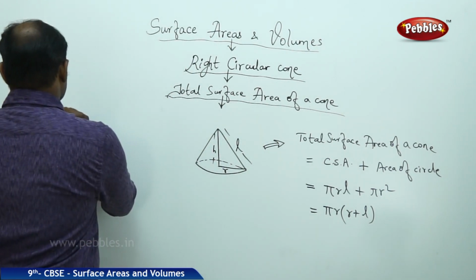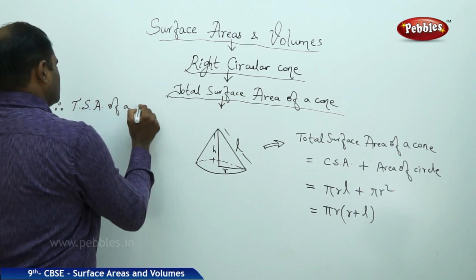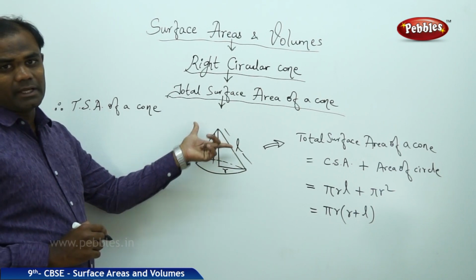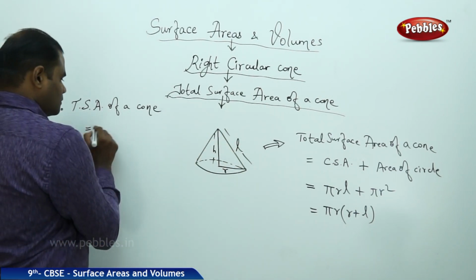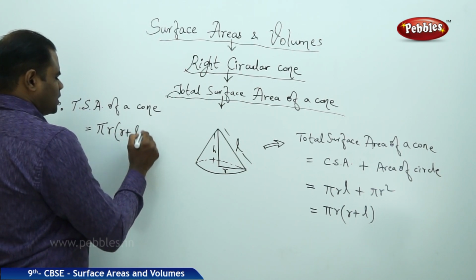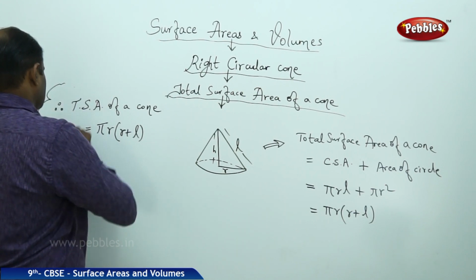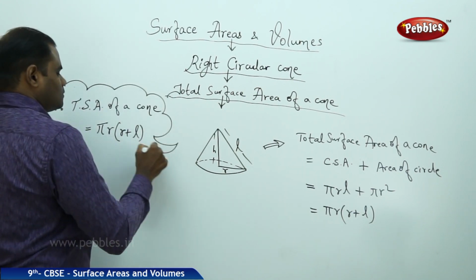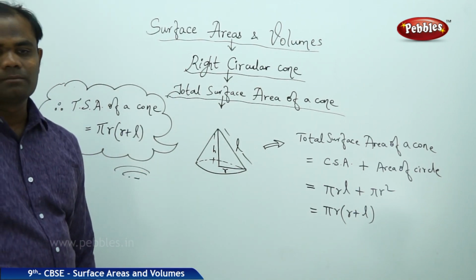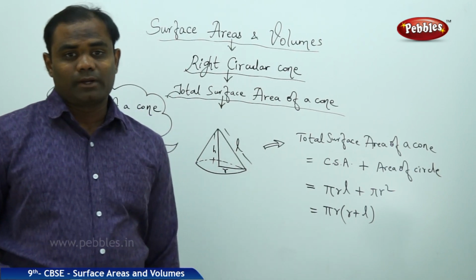Therefore, total surface area of a cone with radius r and slant height L is given by pi r into r plus L. Total surface area of a cone is pi r into r plus L unit square.